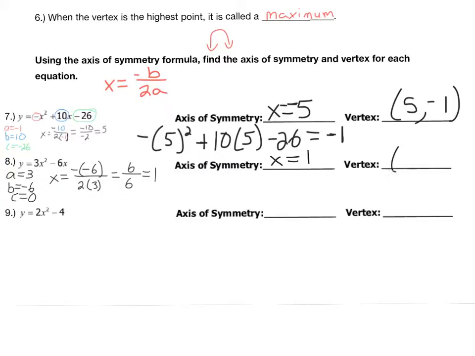That gives us the x-coordinate of the vertex as well. The x-coordinate of the vertex is going to be 1, comma. To find the y-coordinate of the vertex, we just plug in 1. This will be y equals 3 times 1 squared minus 6 times 1. Well, 3 times 1 squared is 1, times 3 is 3, and 3 minus 6 is negative 3. Okay, so your vertex is going to be 1 comma negative 3.